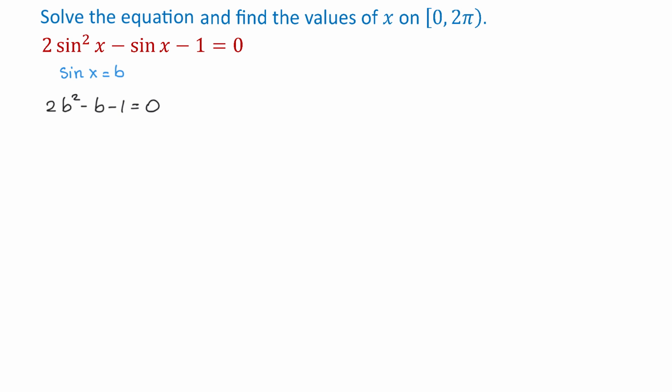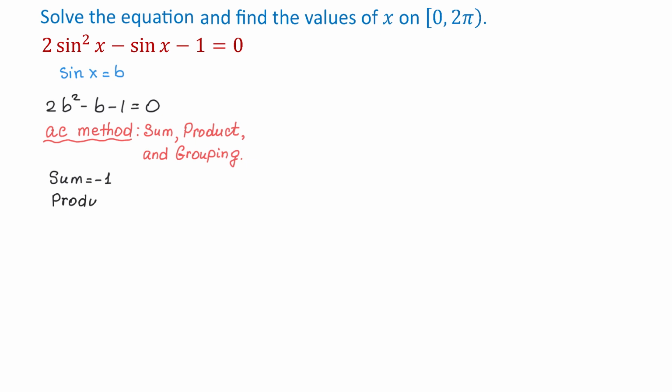Now the trinomial that we have has a leading coefficient that is not 1. Then in this case, one method that we can use to factor is called the AC method, and it involves the sum, the product, and then grouping. So first, we need to find two numbers whose sum is equal to -1. And this -1 is the coefficient of b. The product of these two numbers has to be -2.